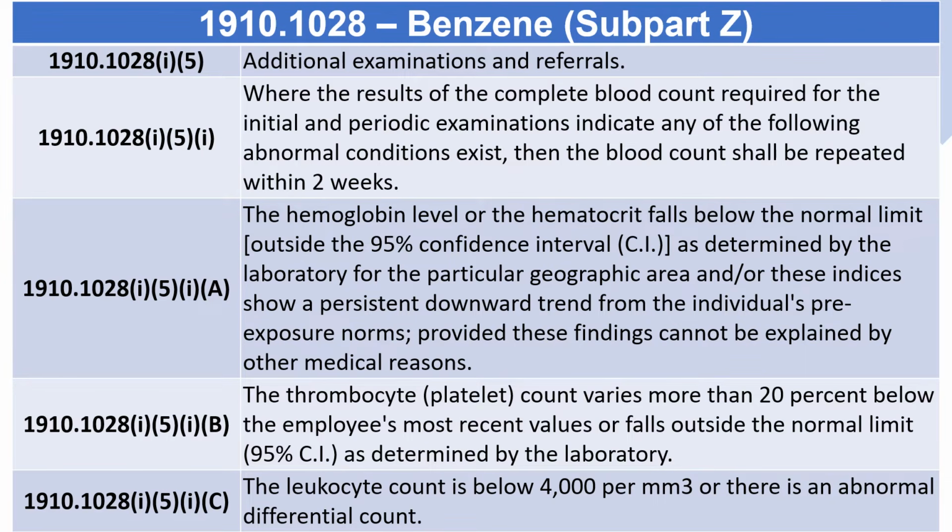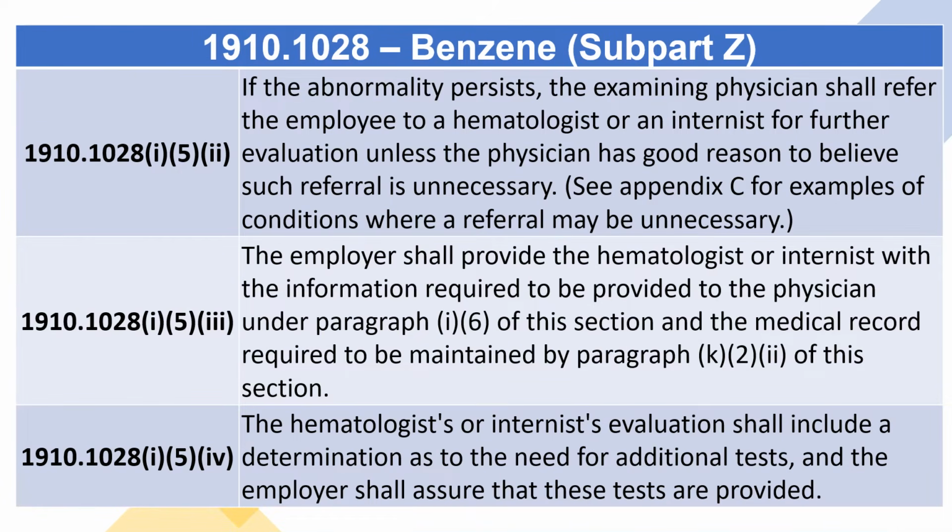The thrombocyte, platelet, count varies more than 20% below the employee's most recent values or falls outside the normal limit, 95% CI, as determined by the laboratory. The leukocyte count is below 4,000 per mm3 or there is an abnormal differential count. If the abnormality persists, the examining physician shall refer the employee to a hematologist or an internist for further evaluation unless the physician has good reason to believe such referral is unnecessary. See Appendix C for examples of conditions where a referral may be unnecessary.